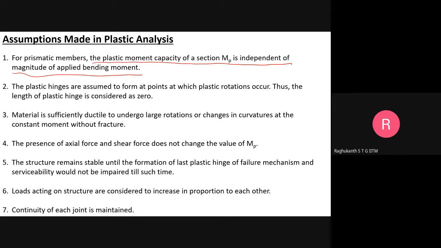It doesn't depend on the applied bending moment. Then the plastic hinges, these are assumed to form at points at which plastic rotations occur. And then the length of the plastic hinge is considered as zero. As I already told you in the last class, when there is a plastic hinge, it will be formed something like this. So this entire region will get plastified.